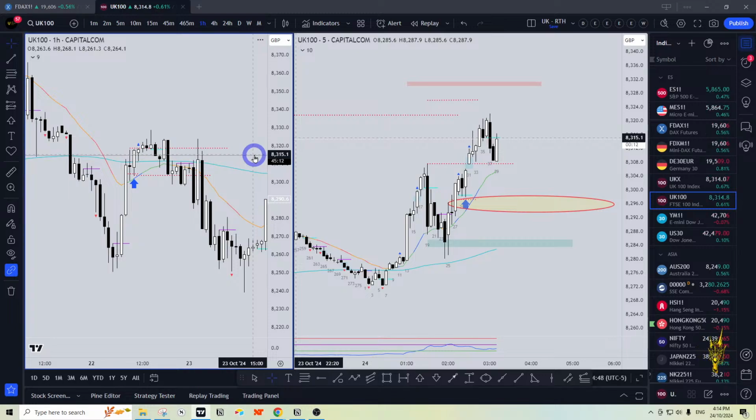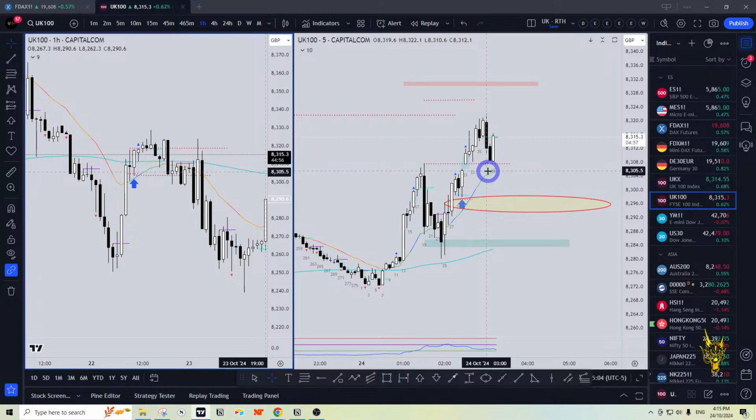Oh, I didn't get filled. Oh, savage. I had an order 1 tick above the high of this bear bar and it didn't fill me because it didn't go there. That's a bit unfair, isn't it?